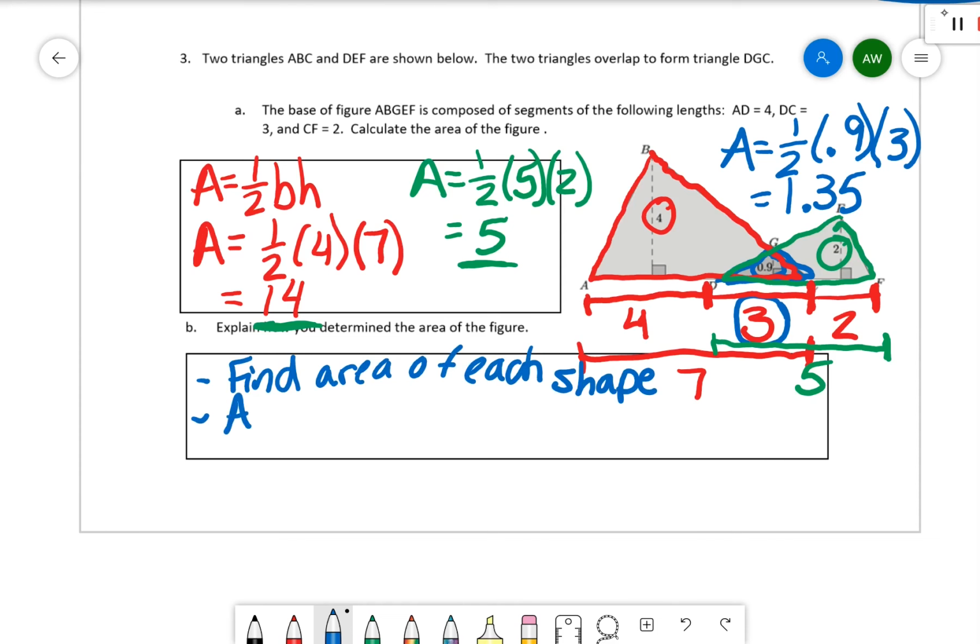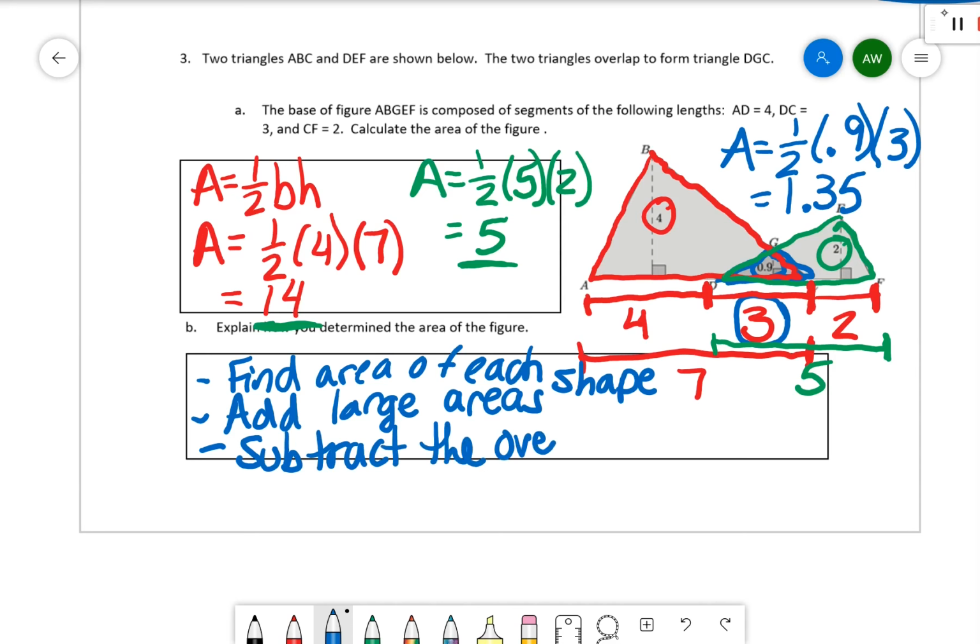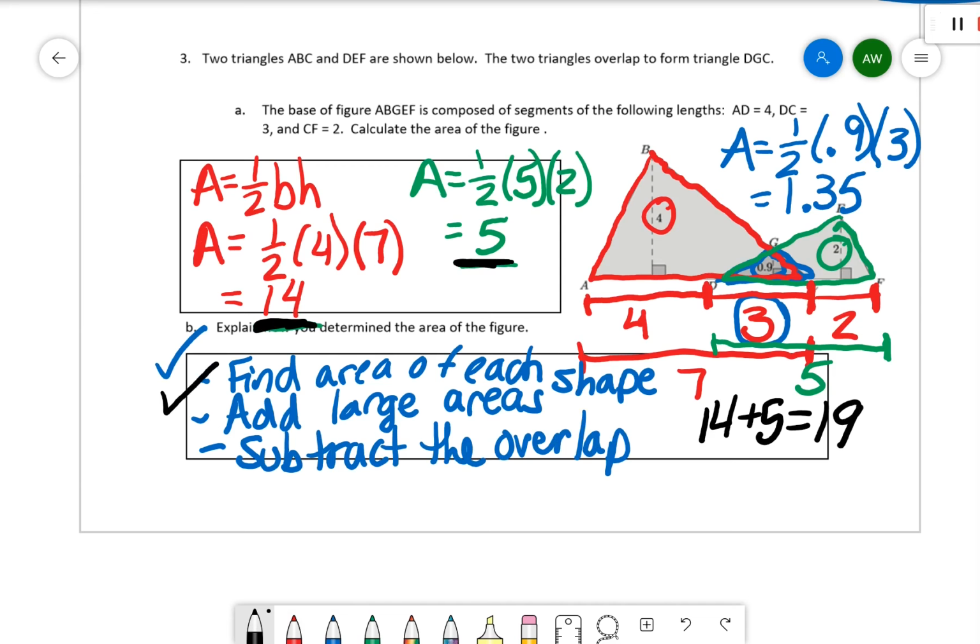Now to get the entire area, what I do is I find the area of each shape. I add my large areas, and then I subtract the overlap. So we already found the area of each shape. Now I'm going to add my large areas. So my large areas are my 14 and my 5. 14 plus 5 is 19. And now I subtract my overlapping section, which is the 1.35. So I subtract 1.35 and I get my answer, which is 17.65.